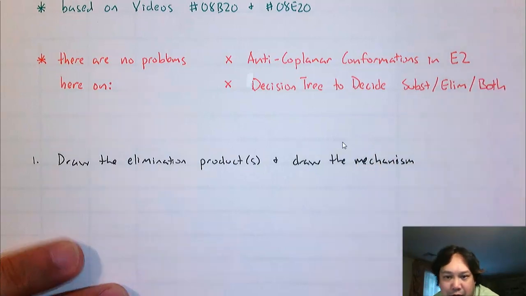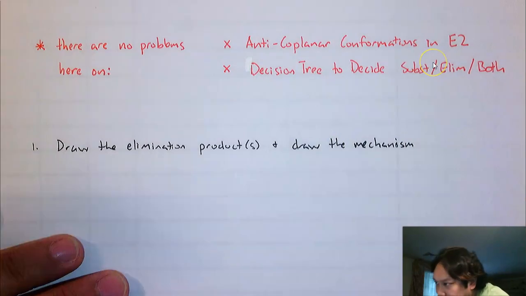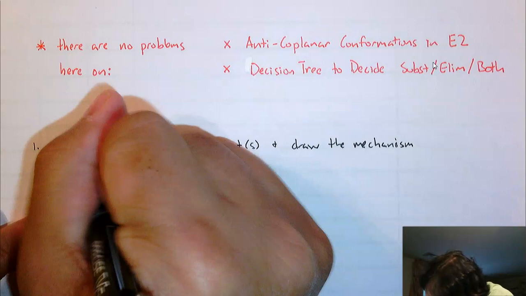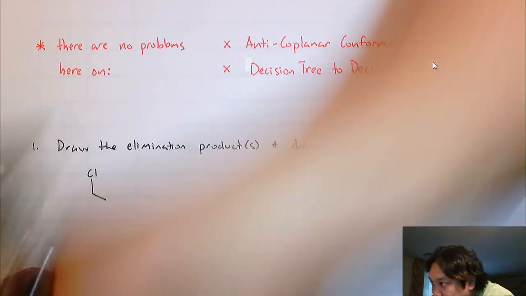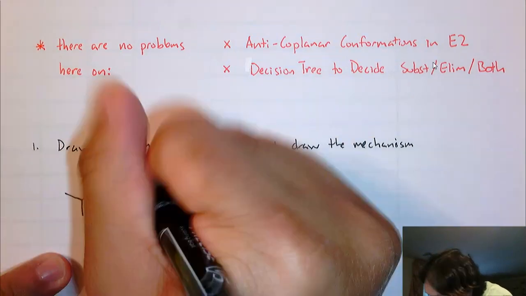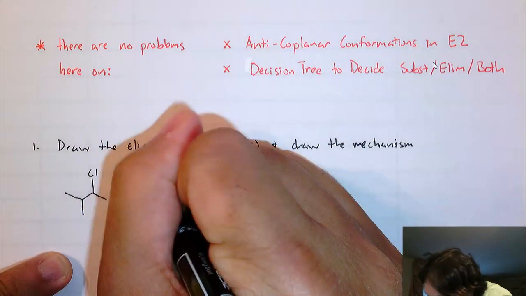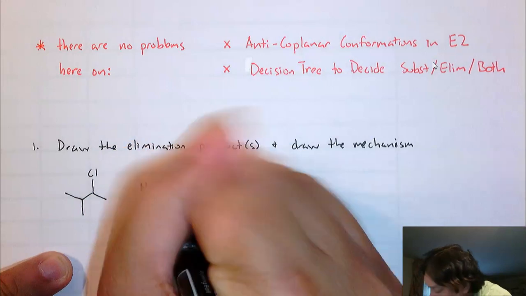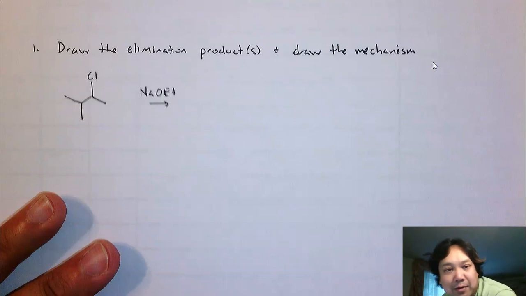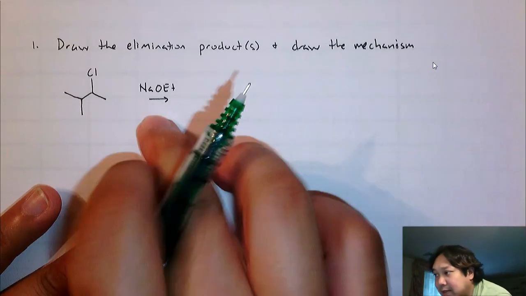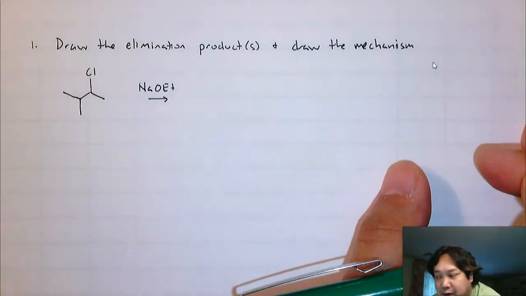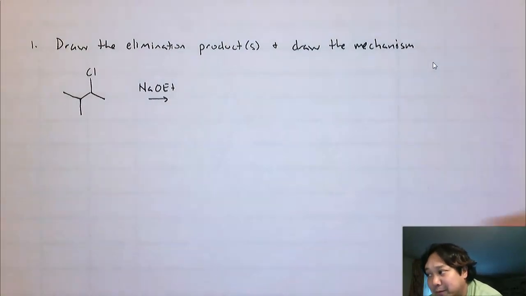For problem number 1, we're going to look at one reaction, and it's going to be this alkyl halide, alkyl chloride specifically, and a very popular strong base, NaOEt. Okay. If you're copying these problems, go ahead and pause the video. That's the problem right there, all in black. My notes will be in green. My final answer will be in blue.